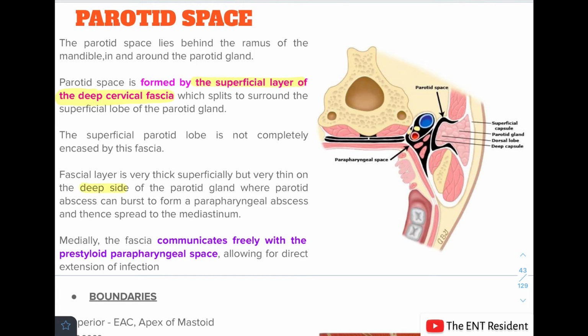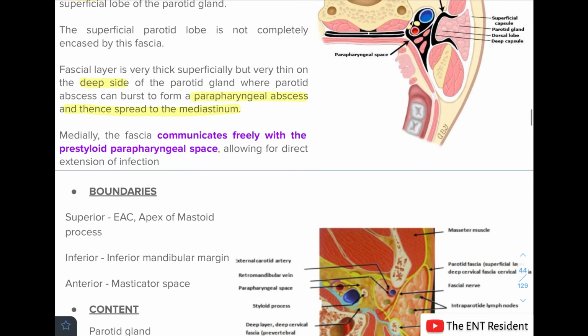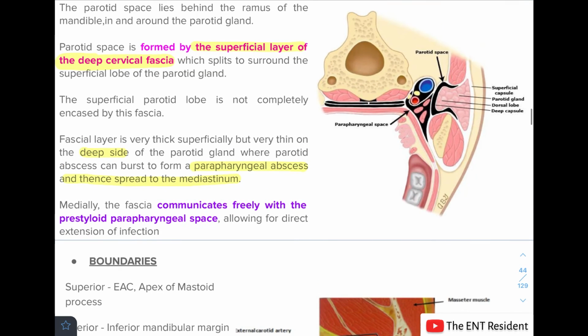Therefore, a parotid abscess usually bursts on the deep side to form a parapharyngeal abscess and then spreads to the mediastinum. And medially, the fascia communicates freely with the prestyloid parapharyngeal space, allowing for direct extension of the infection. So, you can see this space over here, this is the parotid space, and how it communicates with the parapharyngeal space right over here. This is the parotid gland.